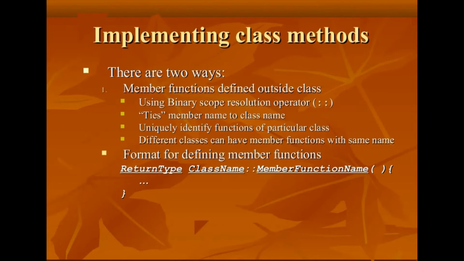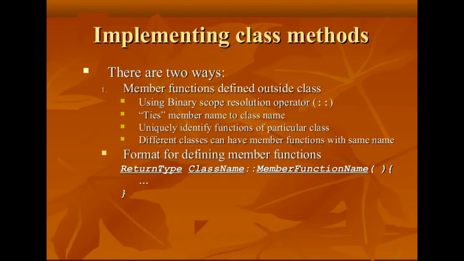So what is the syntax for defining the member function outside the class? You know that we have to use this binary scope resolution operator. Member name as well as the class name we have to write. You have to use this format. So you can see this is the return type. This is the name of the class, scope resolution operator, and then we'll write the name of the member function. Opening bracket and closing bracket, and then this is the part of the function definition.